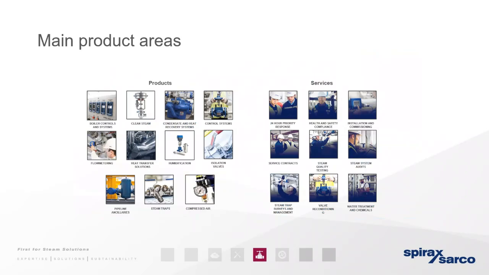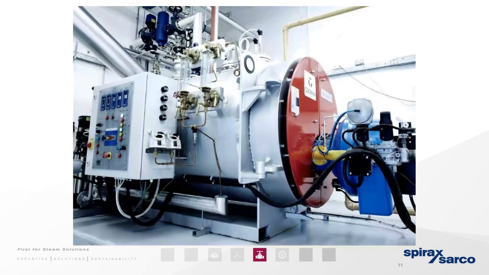Some of the ranges we offer, as you can see, are boiler control systems, clean steam valves, normal valves, humidification, isolation, compressed air, steam traps, pipe ancillaries, and our service offerings, depending on where you are in the world, are health and safety compliance, steam audits, quality testing, valve reconditioning, and so on. And we know what we're talking about. This is one of our boilers in the UK. We operate it, we test it, we train on it as well. So we actually use the products we sell.